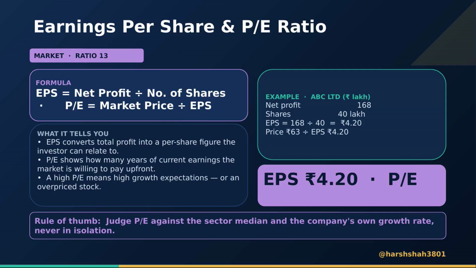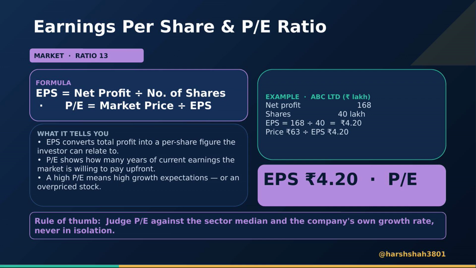Let's start with earnings per share, or EPS. Formula: net profit divided by the number of shares. For ABC Limited, 168 divided by 40 lakh shares equals 4 rupees 20 paisa per share. Now, the price-earnings ratio or PE ratio, market price divided by EPS. 63 divided by 4.20 equals 15 times.